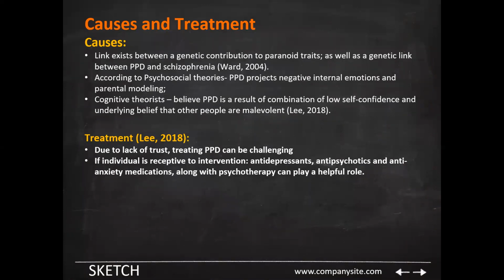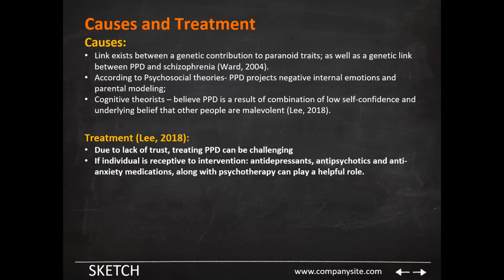There is a link between a genetic contribution to paranoid traits, as well as a genetic link between paranoid personality disorder and schizophrenia. According to psychosocial theories, paranoid personality disorder projects negative internal emotions and parental modeling. According to cognitive therapists, paranoid personality disorder is a result of a combination of low self-confidence and esteem and underlying beliefs that other people are malicious.